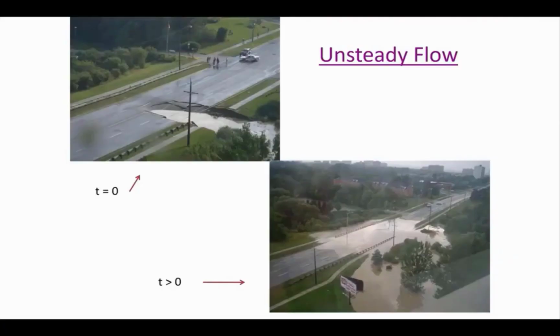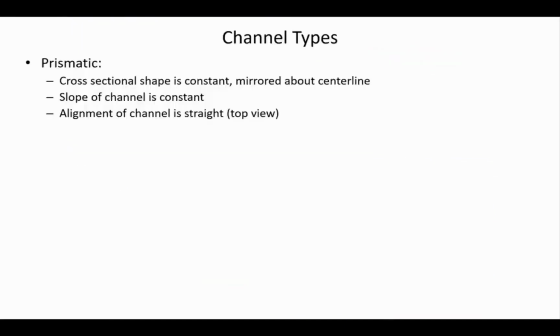It's also unsteady flow. The flow around that hydraulic structure is going to be very different when one of the piers supporting it collapses into the river. So the effective cross-section would have changed. So these are different flow types: steady versus unsteady, uniform versus non-uniform.